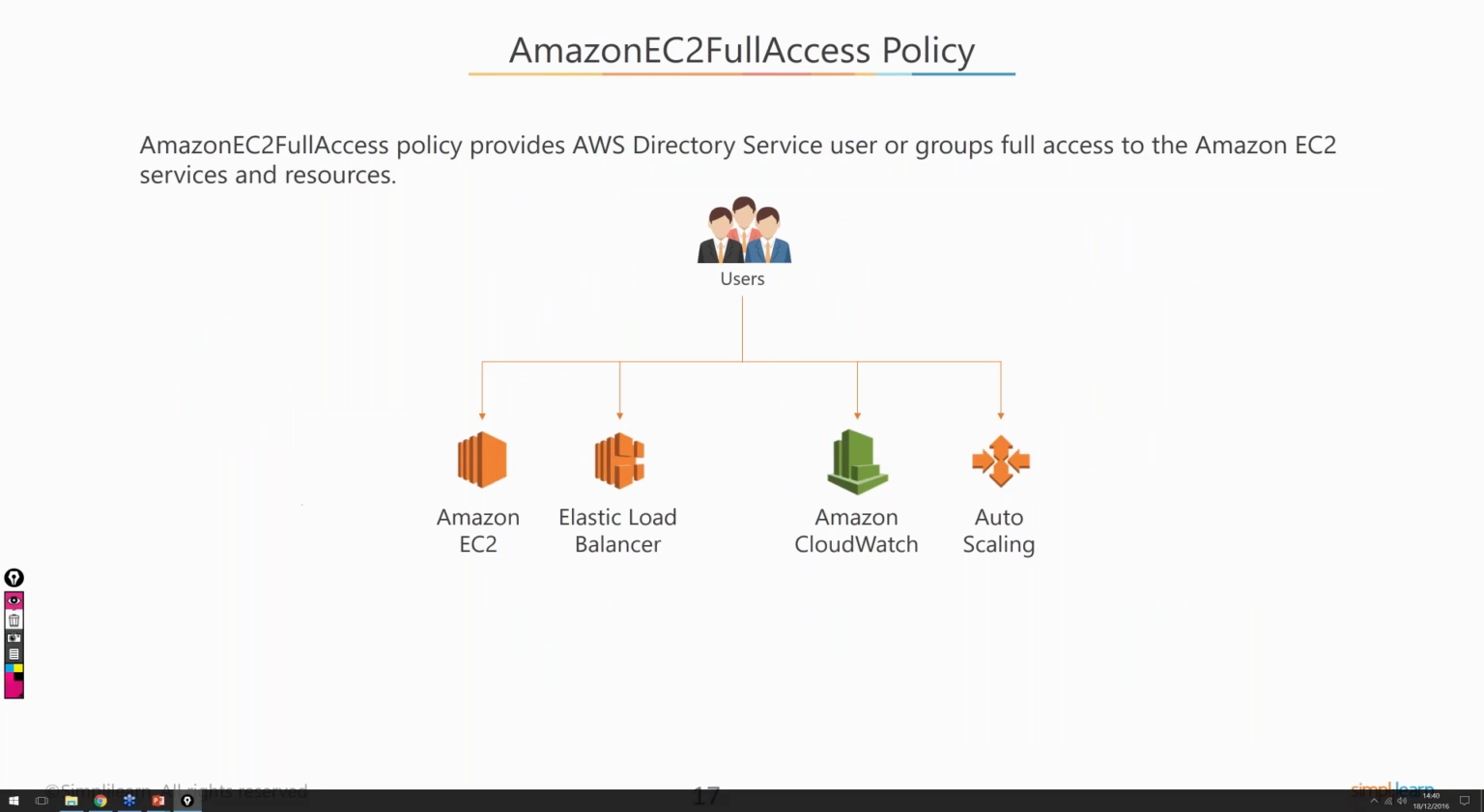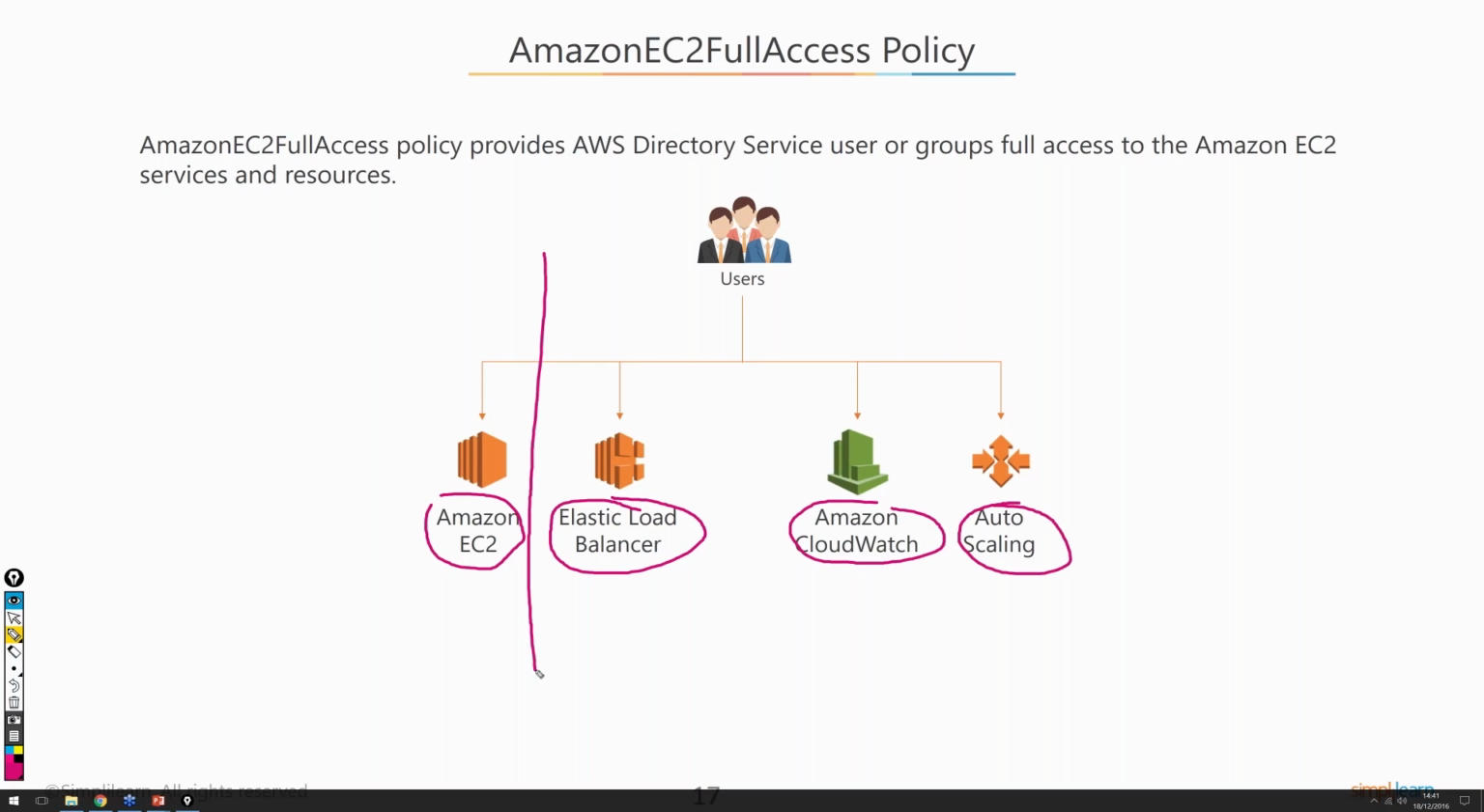Now, there is another one called Amazon EC2 Full Access Policy. What it will allow you is not only access EC2 itself, but also a few other services like Load Balancer, Amazon CloudWatch, and also auto-scaling. And pretty much all those services, if you think about it, are kind of separate, but they're actually linked, because in order for you to have full access to EC2, there are subsystems that are integrated and work in parallel together in order for this to work.